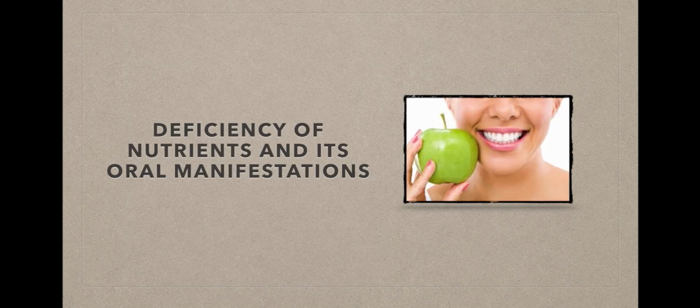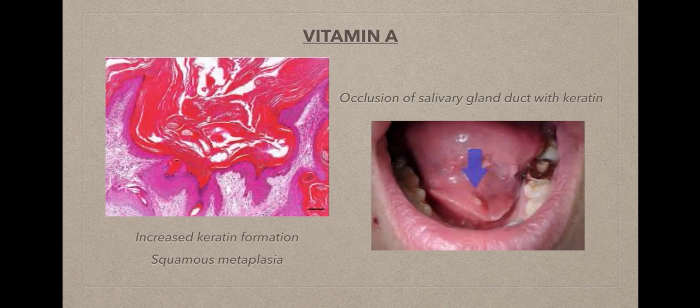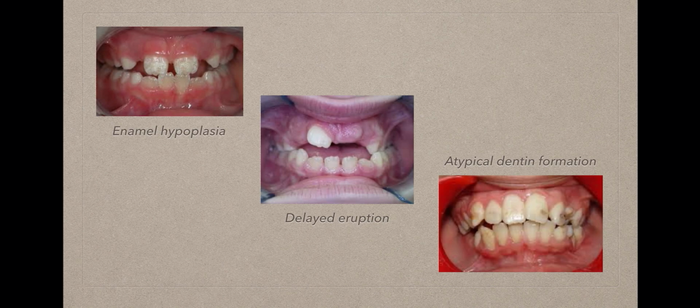So now, let's move on to a very interesting topic that will be very useful for dentists like us: deficiency of these nutrients and their oral manifestations. First, let's move on to vitamin A. The deficiency of vitamin A can cause oral manifestations like increased keratin formation and squamous metaplasia, as you can see in the histopathological feature here. There is also occlusion of salivary gland duct with keratin. Other features that you can see in vitamin A deficiency are enamel hypoplasia, delayed eruption, and atypical dentin formation.